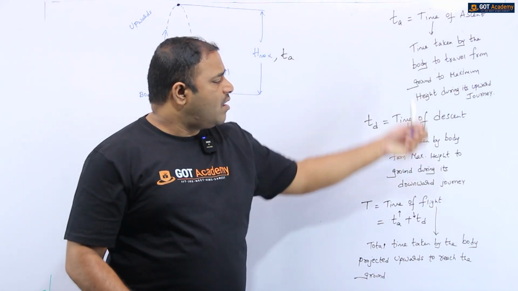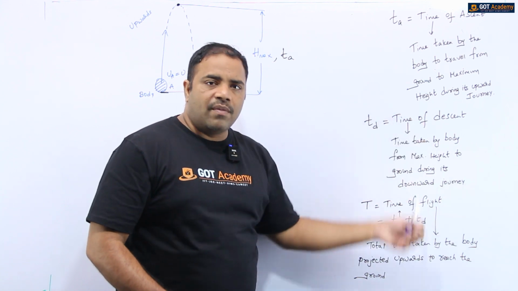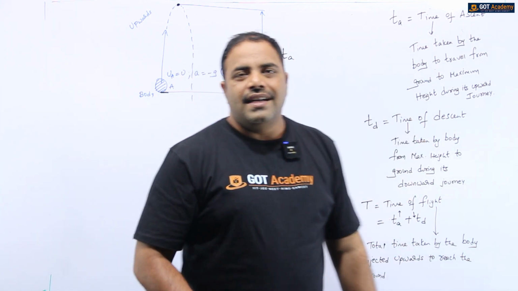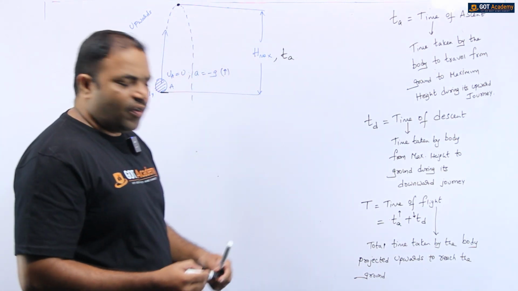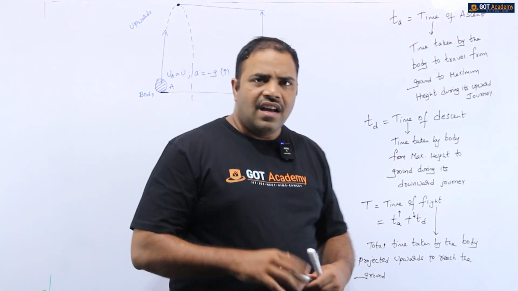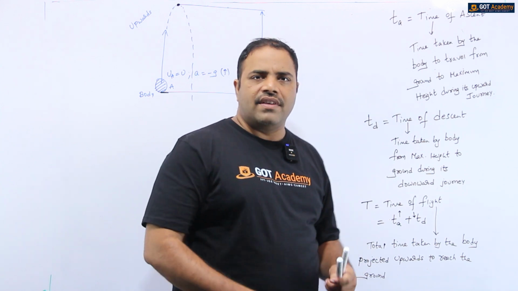Now we have to find out or derive the formulas for those things: ascent, descent and flight, as well as maximum height. So how to derive? Very important concept, my dear children. Attend in a very friendly way. How to derive it.